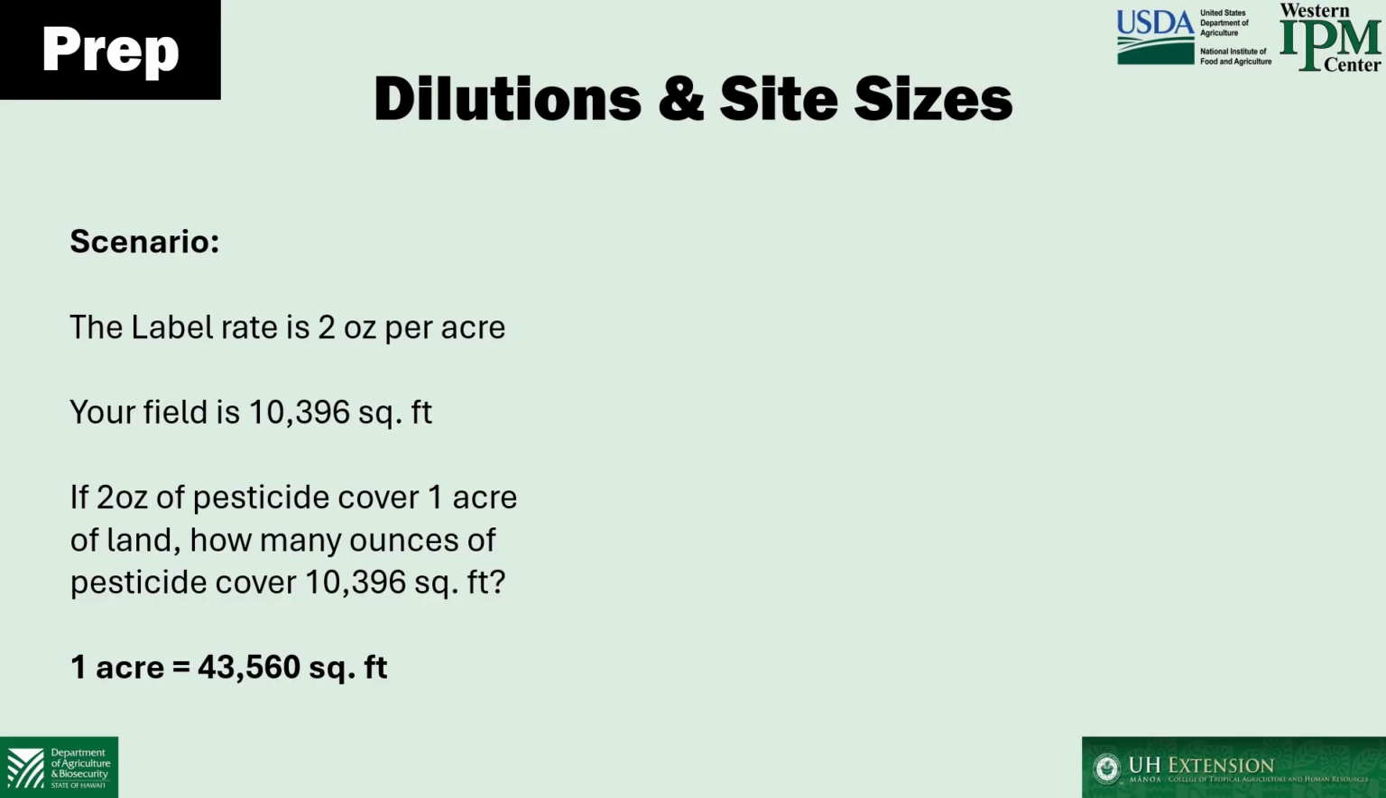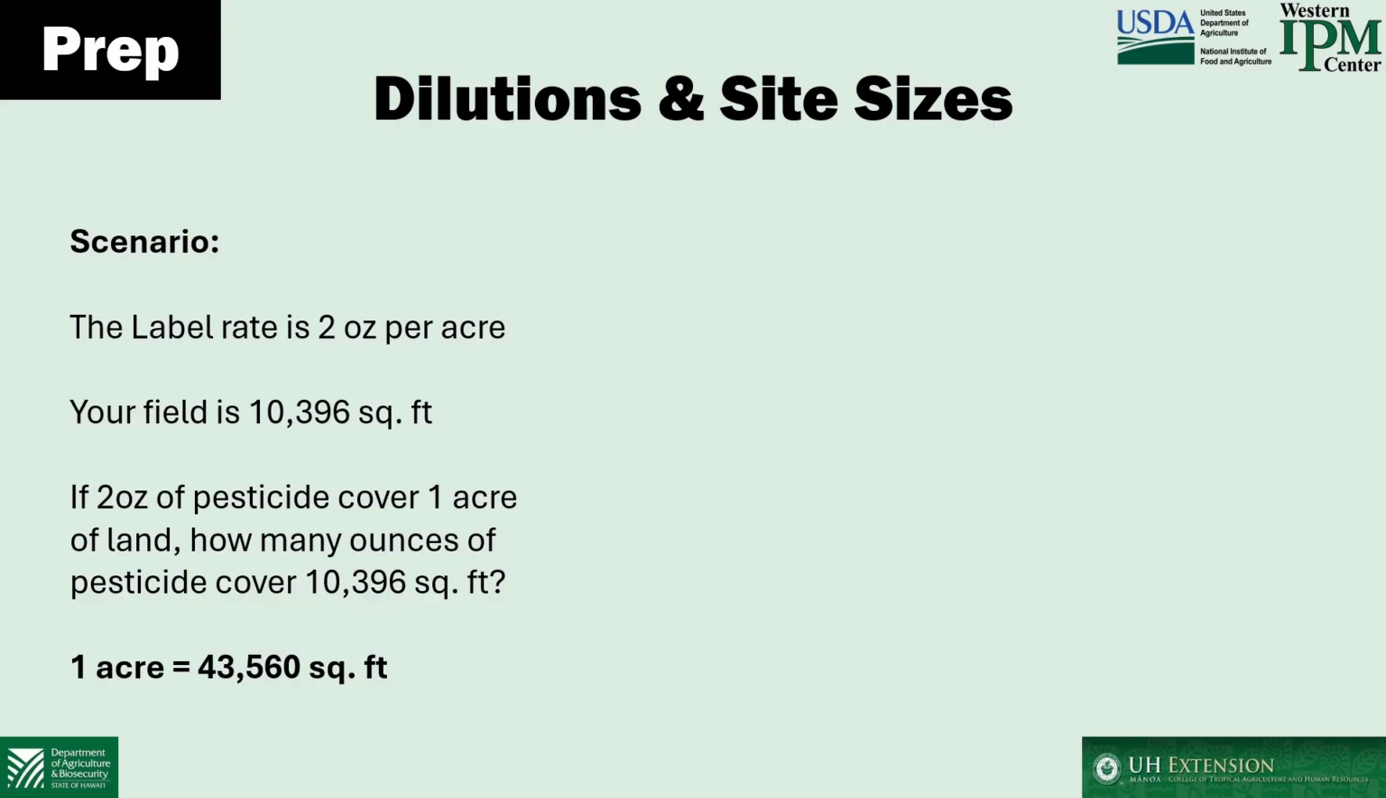Okay, now another scenario here. We have a label rate of 2 ounces per acre this time. It's not a dilution of product in the tank, it's per acre, right? You'll see both happen. Your field is 10,396 square feet because you have GPS equipment and you measured it. Or you have a very long measuring tape. Either one.